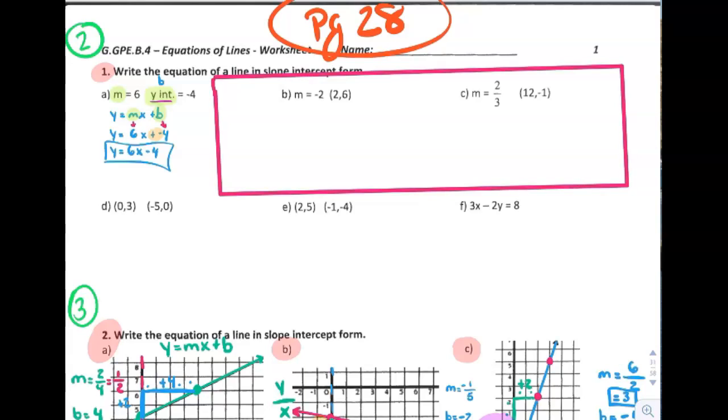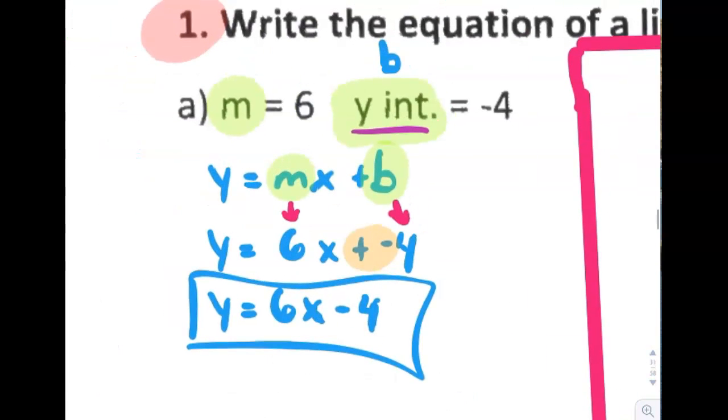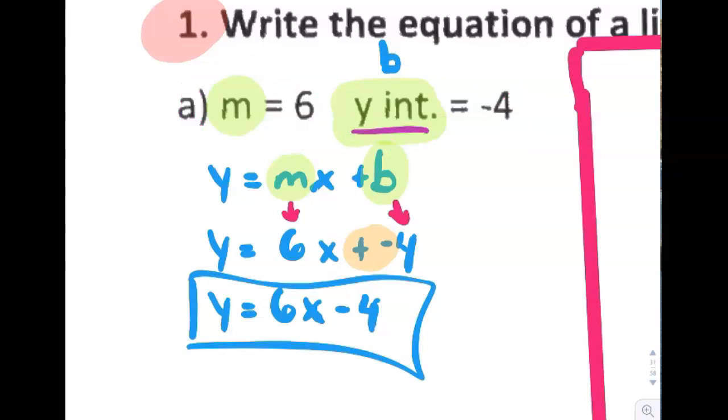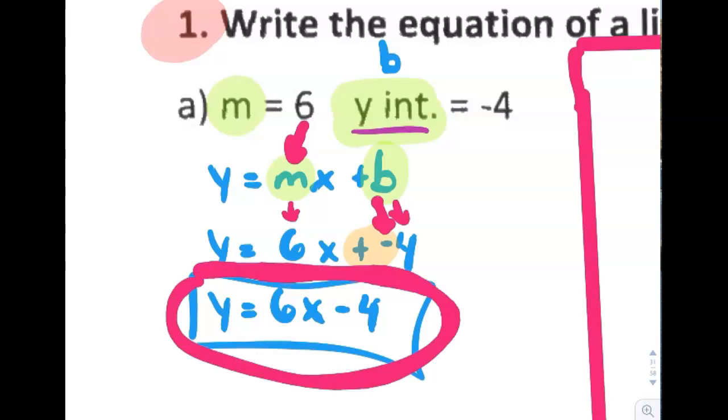Okay, so yesterday we talked about y equals mx plus b, and we talked about how simple it was if you were given the slope and given the y-intercept. Because if that's the case, you just replace m with your slope, and then you replace b with your y-intercept, and you have your equation, y equals mx plus b.